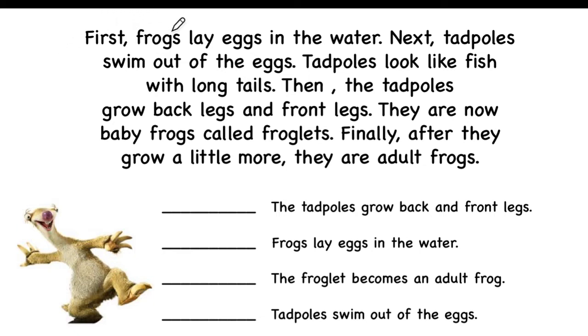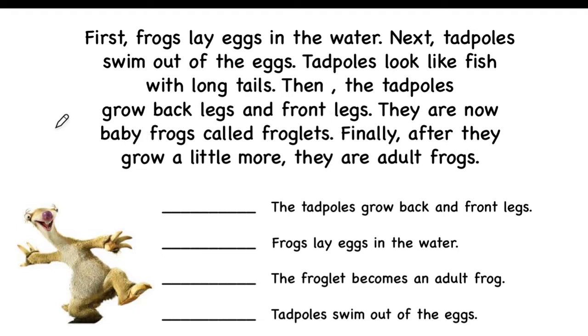First, frogs lay eggs in the water. Next, tadpoles swim out of the eggs. Tadpoles look like fish with long tails. Then the tadpoles grow back legs and front legs. They are now baby frogs called froglets. Finally, after they grow a little more, they are adult frogs.